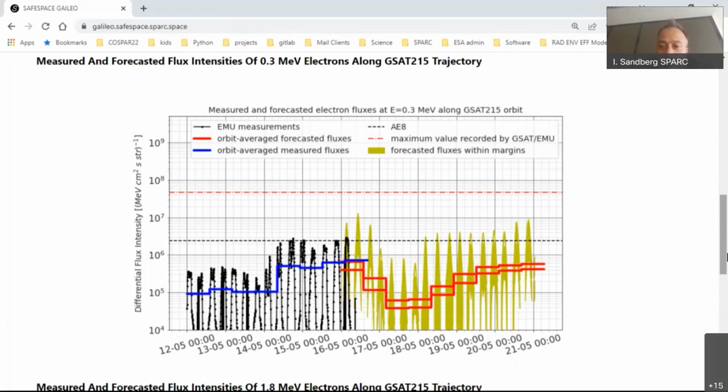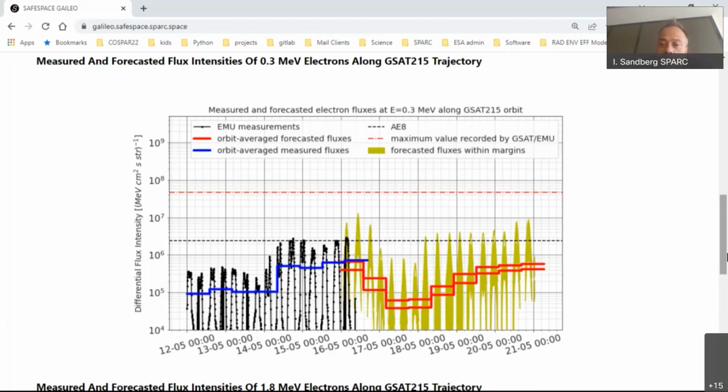What you see in yellow corresponds to the values of the forecasted fluxes, within the margins expressed by the standard deviation of the distribution of the measurements that are predicted by the SafeSpace service. The blue lines correspond to the orbit averaged fluxes measured by the EMU. The red lines correspond to the orbit averaged predicted fluxes from the SafeSpace activity.